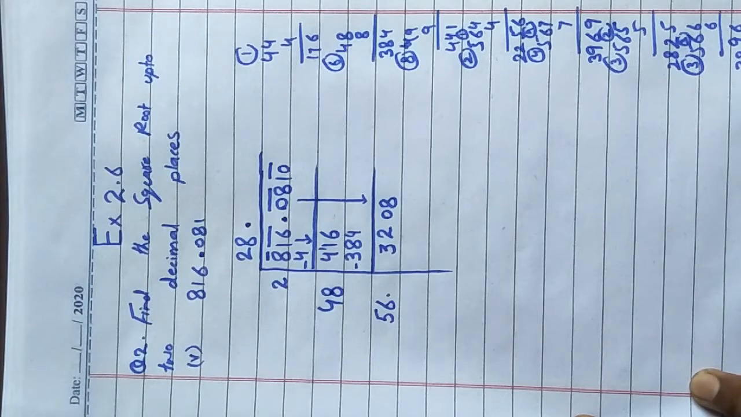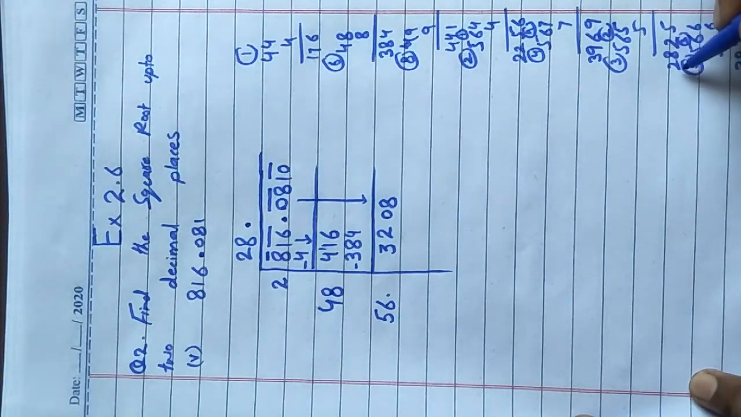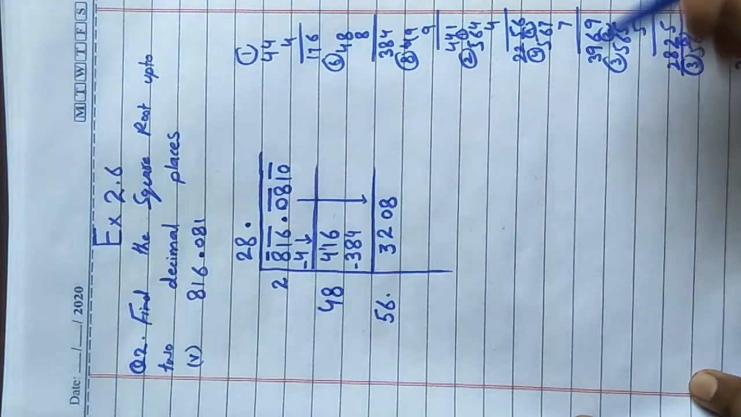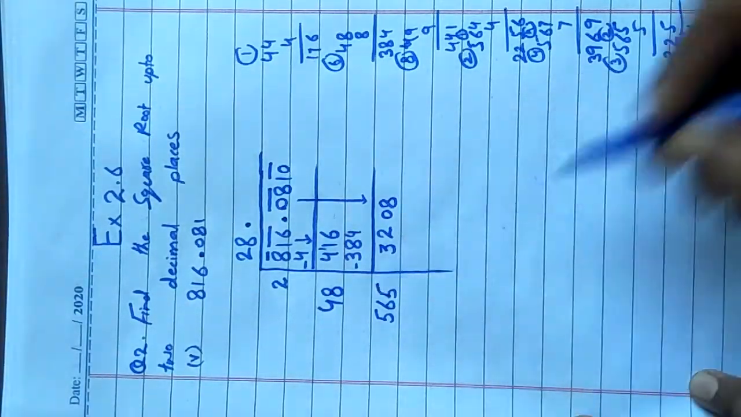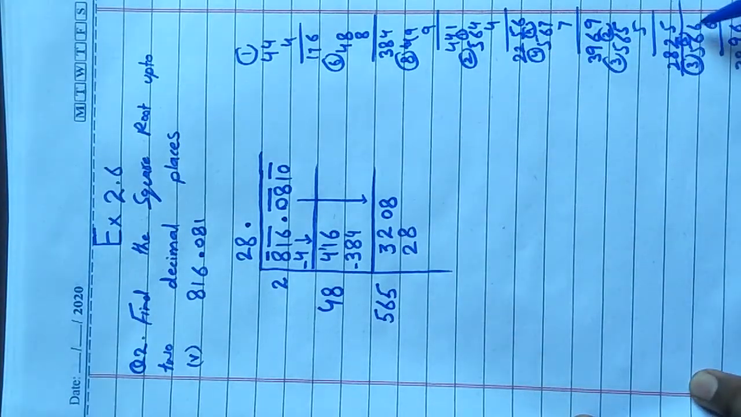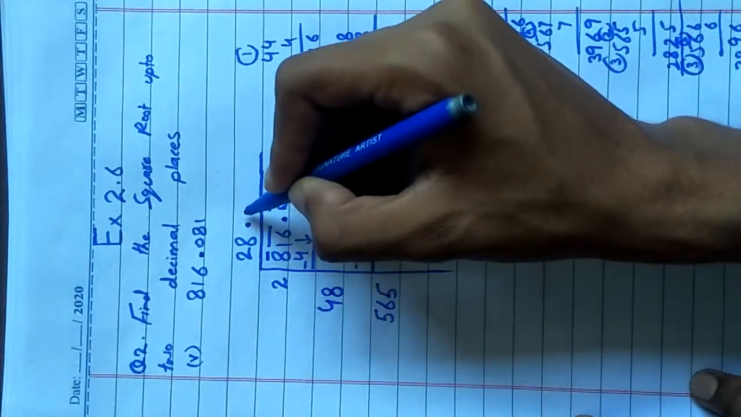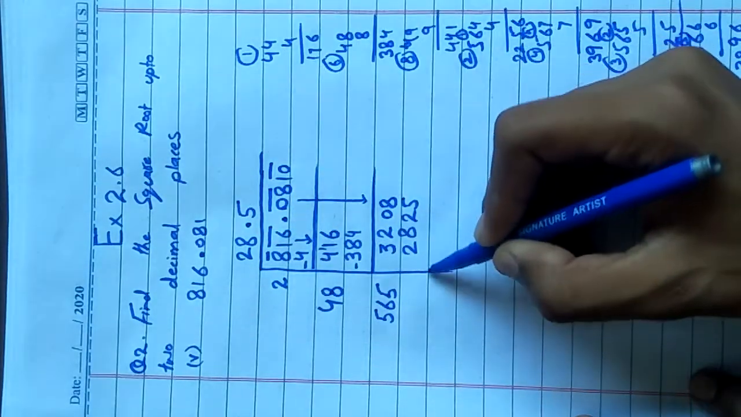Can we write this term? No, this term is greater than this, so we cannot write this term. So assume 5 here and write 28, 25. Okay. Now write here 5 also.